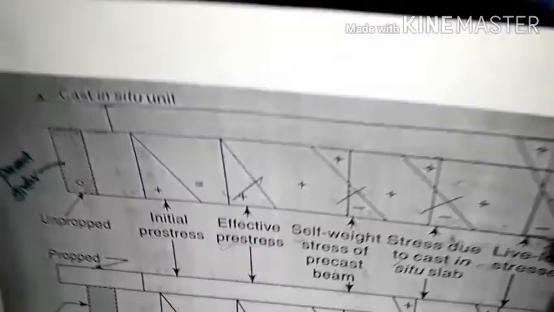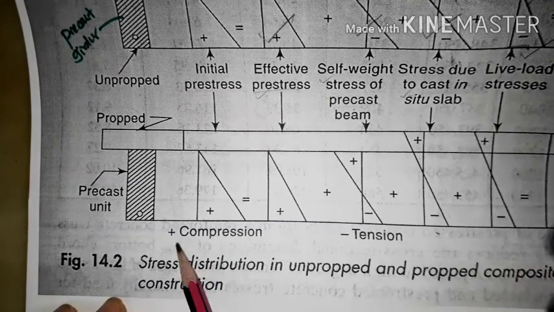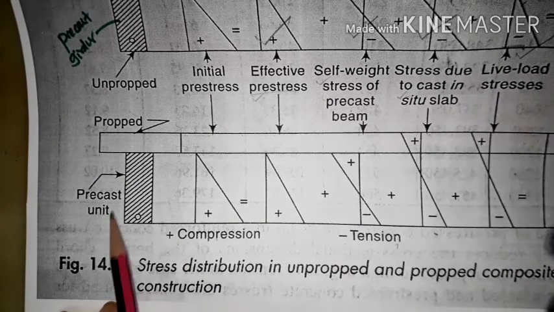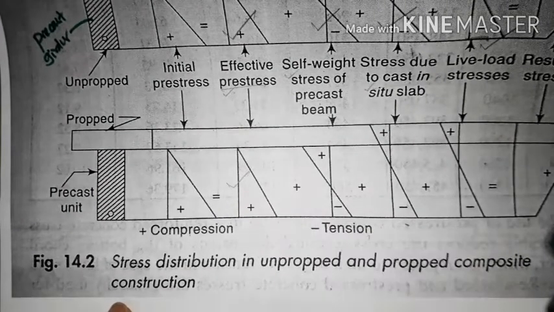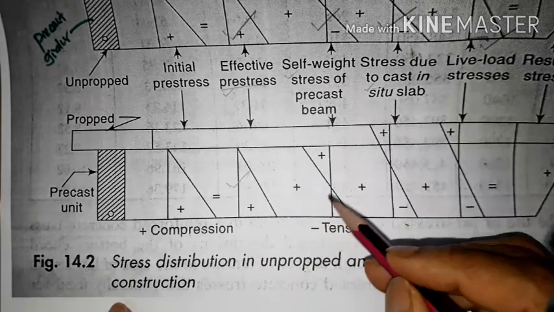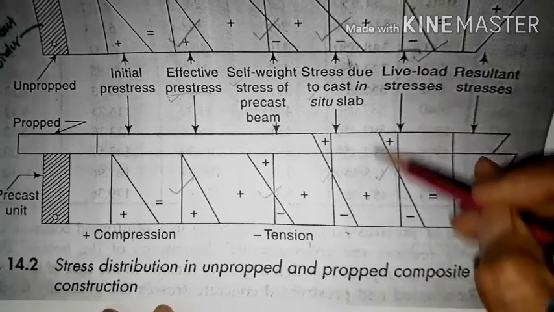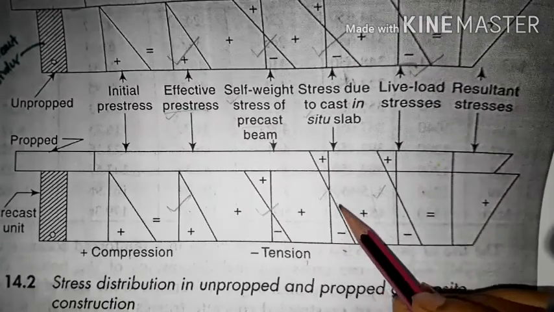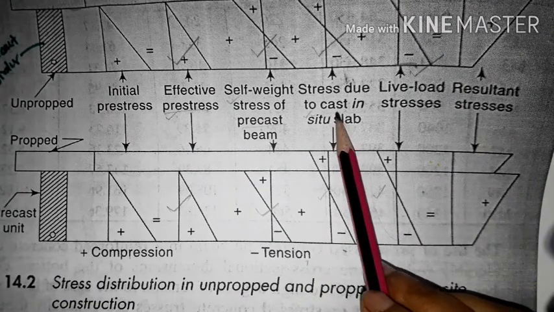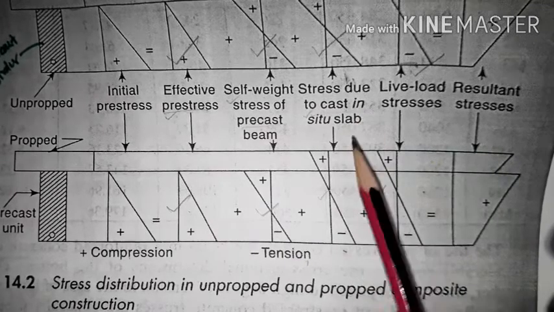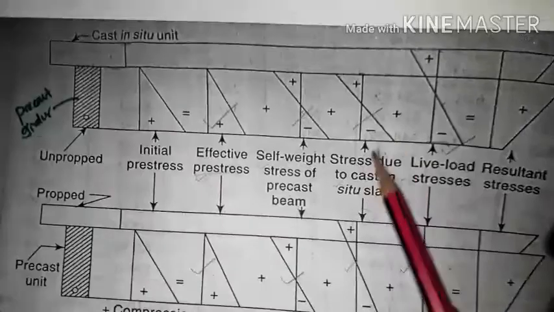Okay, now next, the sign convention is given: positive is compression, negative is tension. Now next is propped condition. In the propped condition, see what is happening: this is the same, due to effective pre-stress, and self-weight of the precast beam is also the same, there is no change here. But in the propped condition we have to consider the stresses due to the cast in situ slab as a composite section only, but here we are not going to consider that.